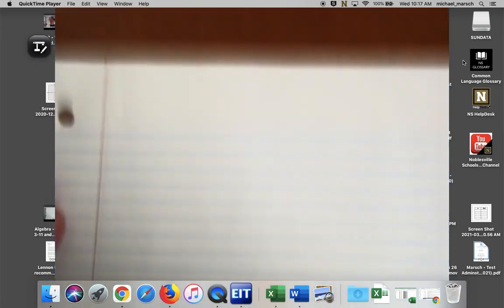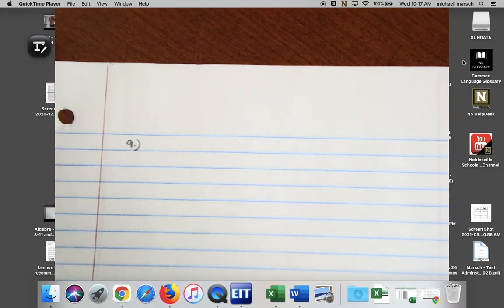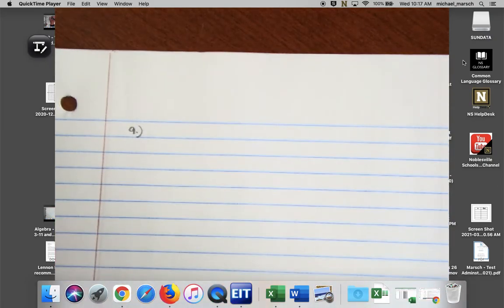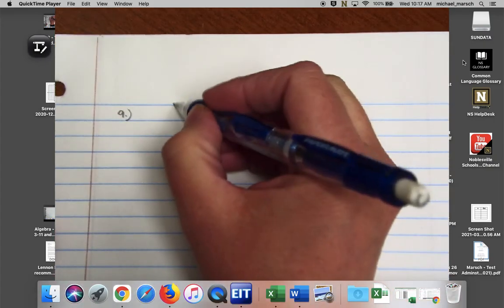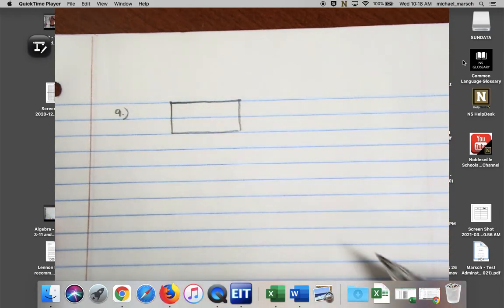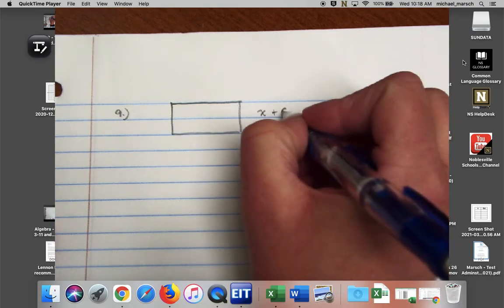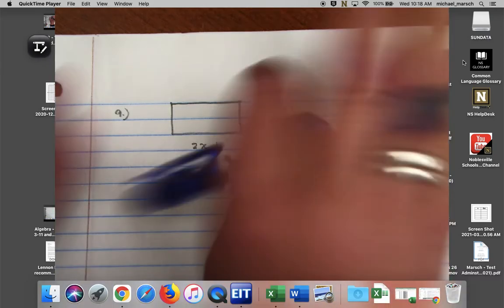So this time we're going to take it and apply it to something that's a little bit more like, I don't want to say abstract because rectangles are not abstract, but not just like straightforward numbers. So let's say we have this beautiful rectangle and I've got a side length of x plus 5 and I've got a side length of 2x minus 9.